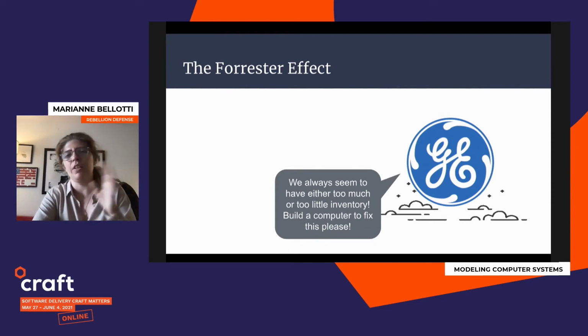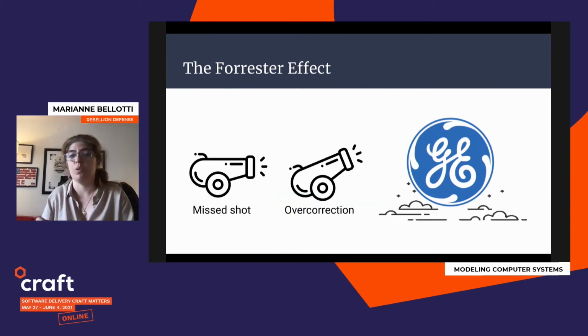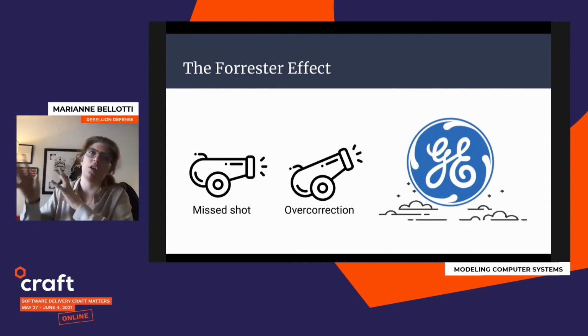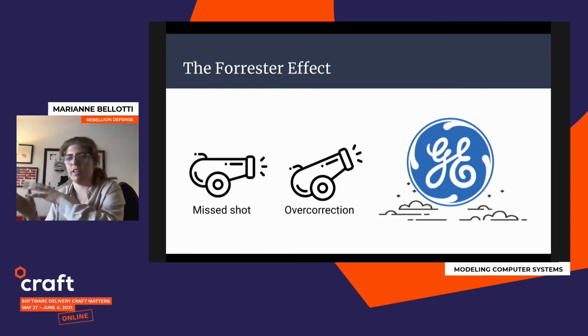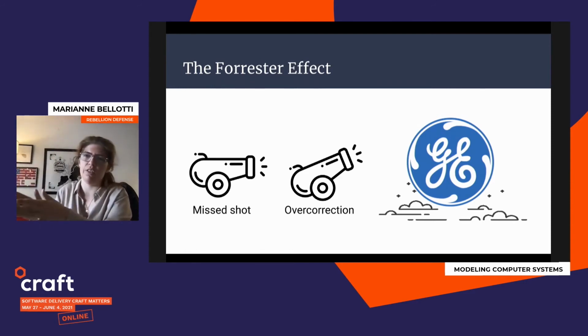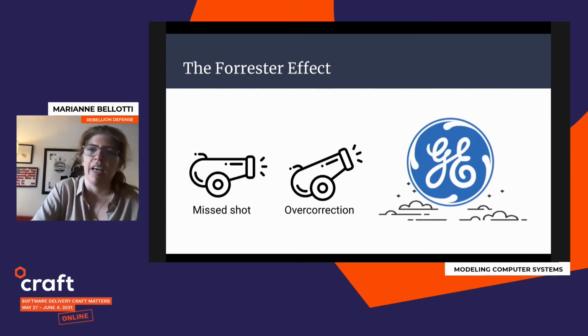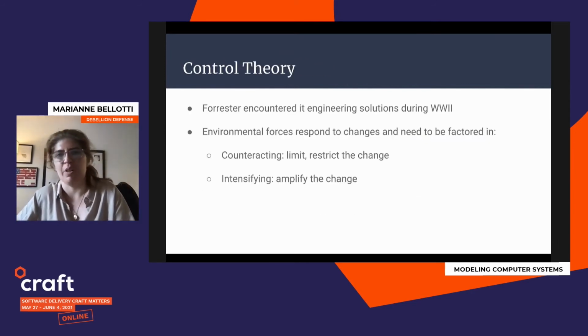And when he looked at this problem, he realized that it was very similar to a problem he had seen when he was serving in the military around aiming cannons, right? The first shot was a missed shot. And then the second shot was still a missed shot, but it was a complete overcorrection of the first mistake. Generally speaking, when they were aiming these large weapons, they would oscillate between overcorrecting and undercorrecting until they got close enough to actually hit the target. And the way they solved this problem was with control theory.